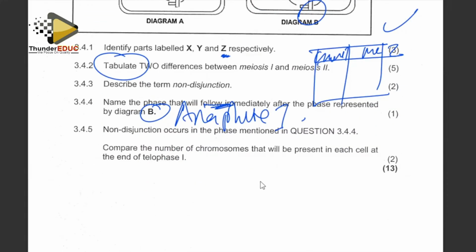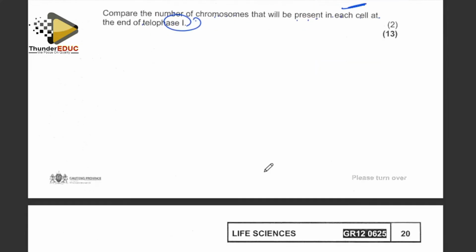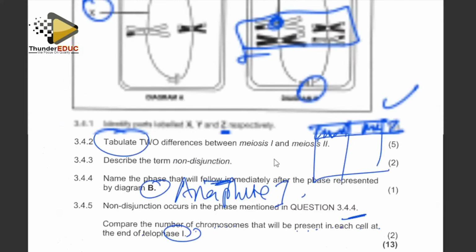Non-disjunction occurs in the phase mentioned above. Compare the number of chromosomes that will be present in each cell at the end of telophase. These are 4 chromosomes, meaning that if this is the cell, they are like this. I've just rotated them.